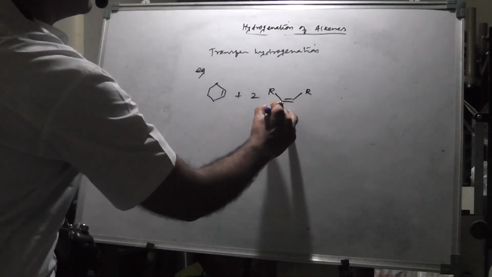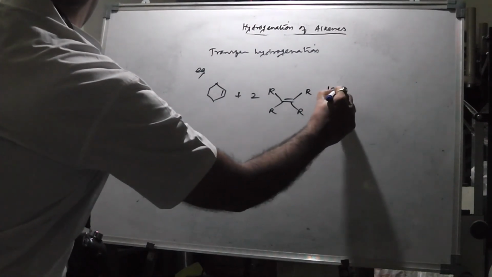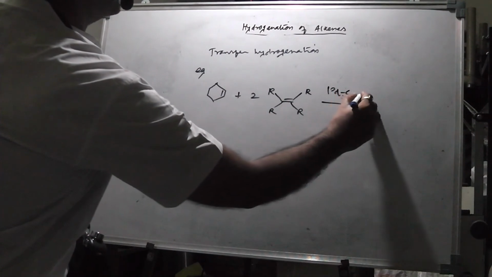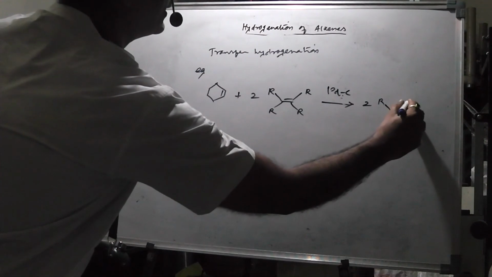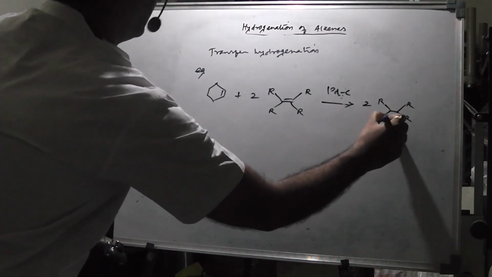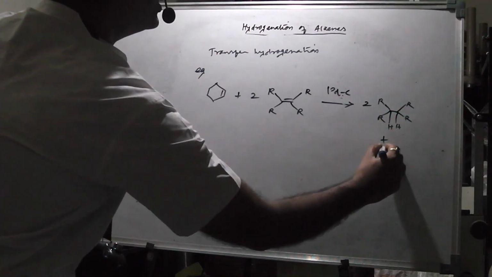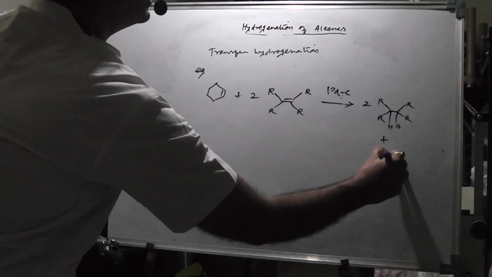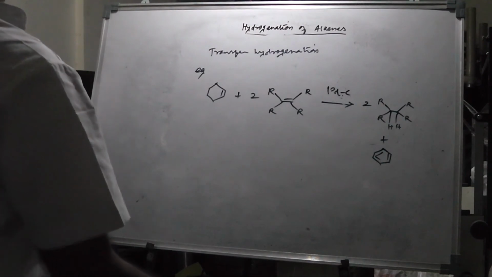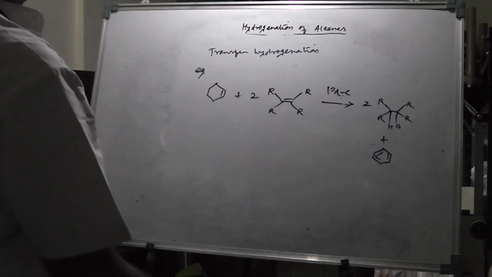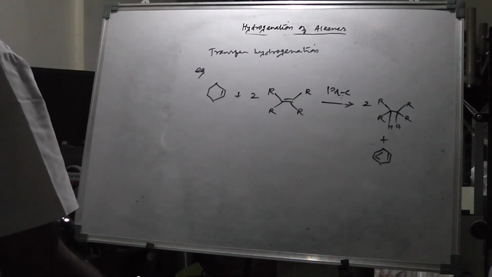So two molecules of alkene in the presence of palladium catalyst, palladium carbon, give two molecules of alkane plus benzene as the byproduct. This is about heterogeneous catalysts. We will discuss next a homogeneous catalyst and its mechanism.